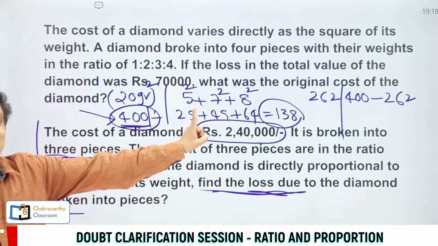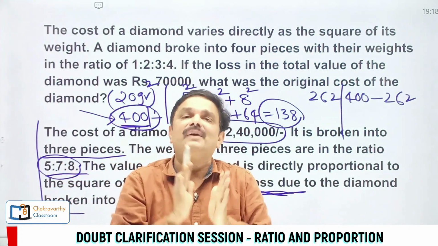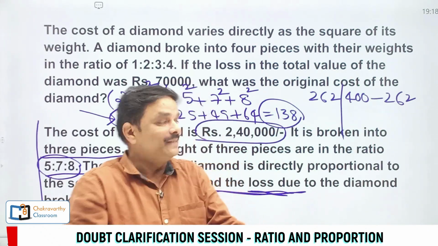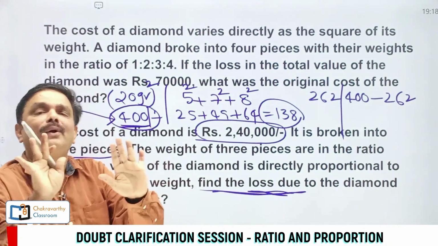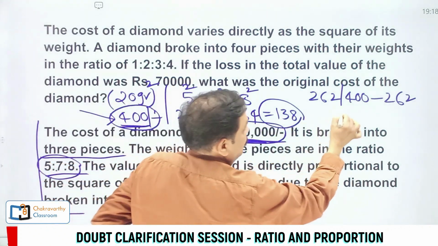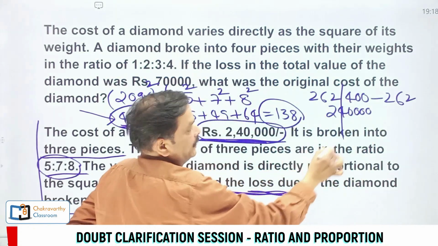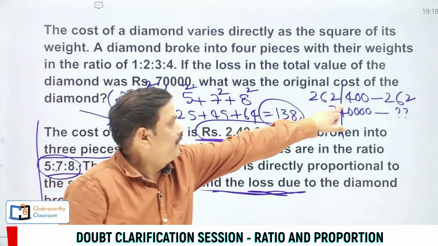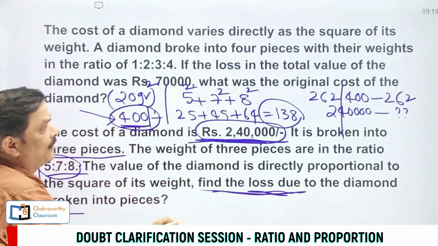Are you following this technique, the unitary method? These two figures are imaginary figures only, but in the same proportion as the figures given in the problem. That's the reason why if my original cost is 400, loss is 262 according to my imaginary numbers. Now if the original cost which is given in the problem is 2,40,000, then what is the loss? Now you got the idea? First with the imaginary numbers, then I'm comparing that with the figures given in the problem.